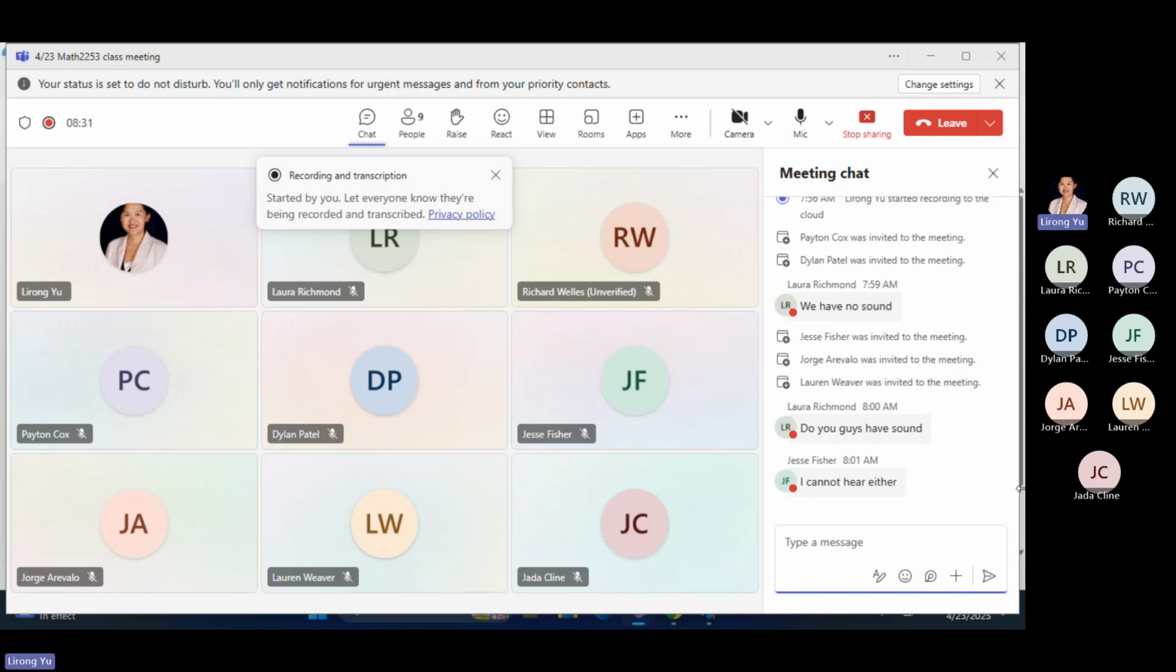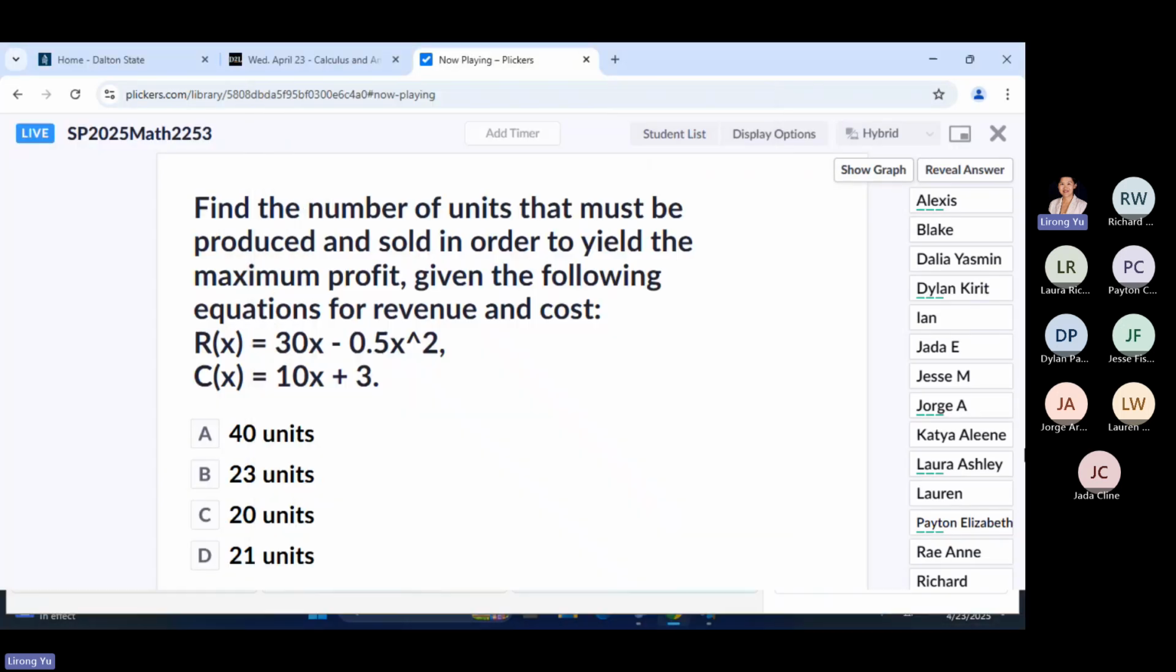It's one of those maximization questions. Let's finish this question. I'm going to talk about the plan for tomorrow. Here we have the question. It's a question about calculating the number of units to maximize profit.